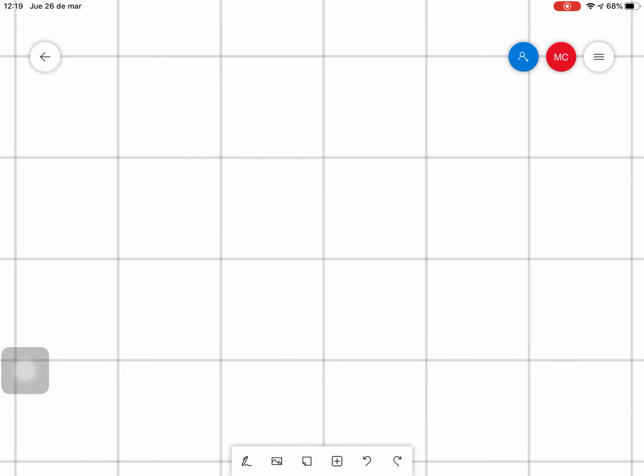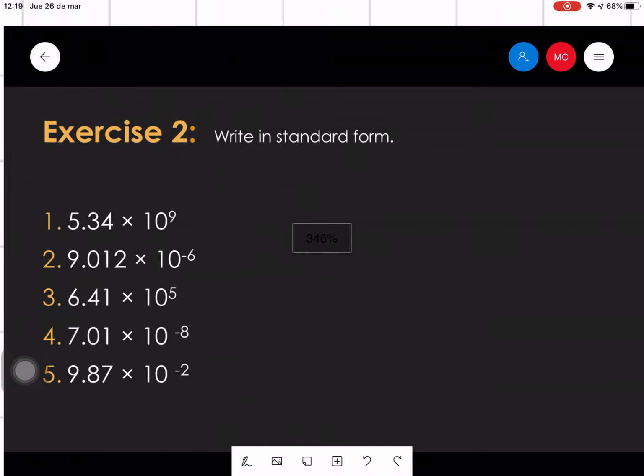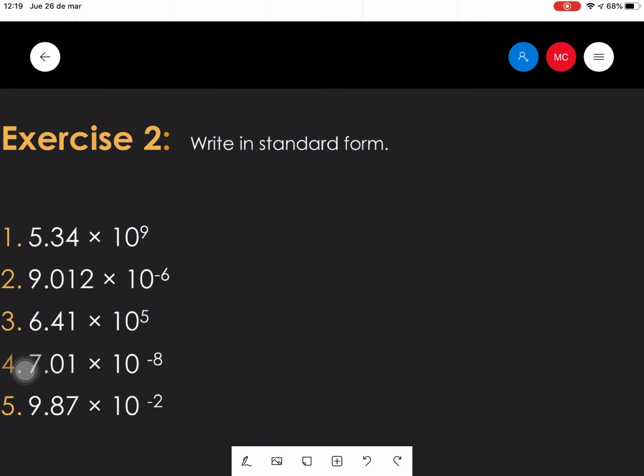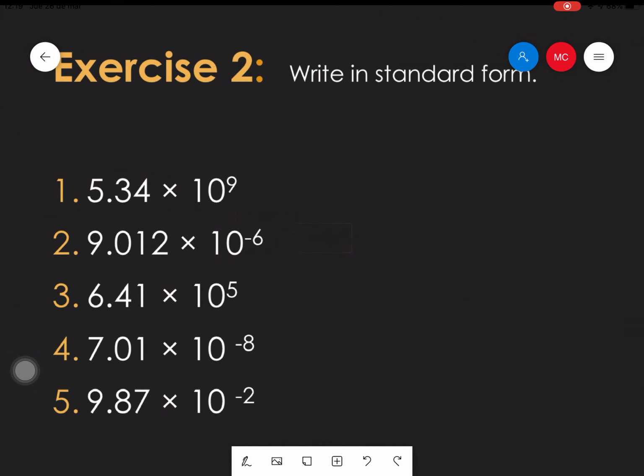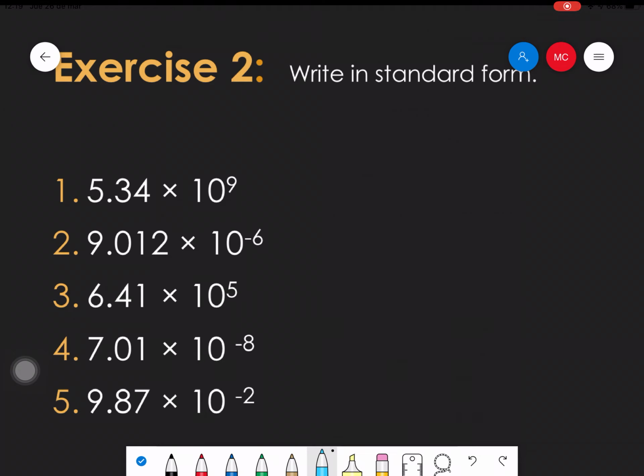And then, second exercise. This is the easiest part. It says write it in standard form. So what I just need to have in mind is the rule. If I move to the right, it's positive. If I move to the left, it is negative.